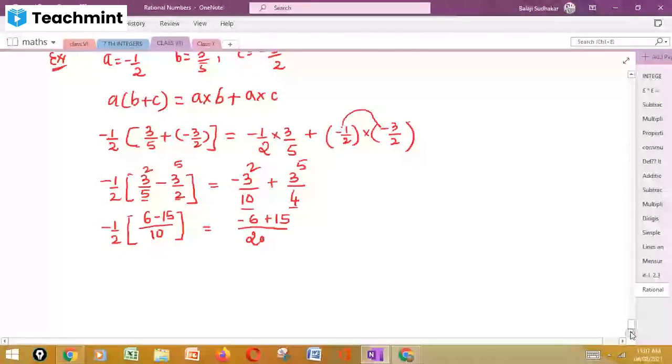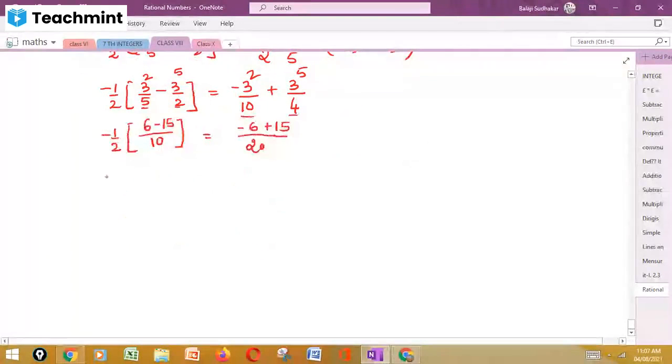Now look at minus 1 by 2, keep as it is. Here 6 minus 15 is what? Minus 9, so minus 9 by 10. And here minus 6 plus 15 is what? Plus 9, so it is plus 9 by 20.